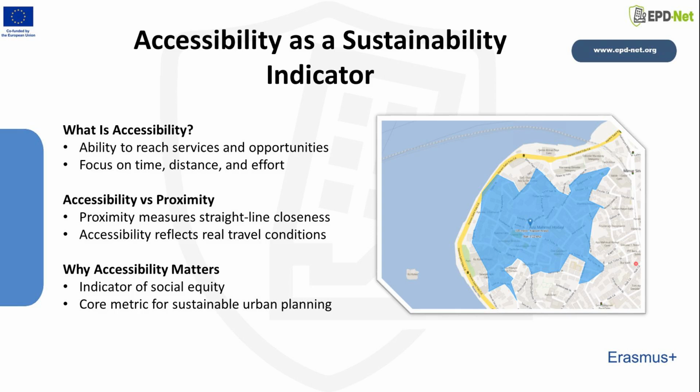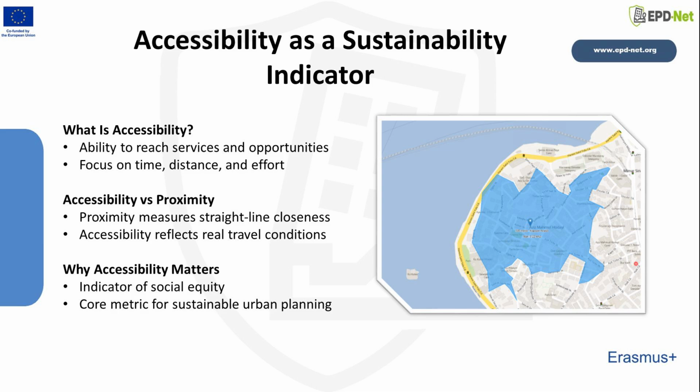Accessibility describes the ability of people to reach services, opportunities, and activities within the city. Unlike simple distance measures, accessibility considers how long it takes and how difficult it is to reach a destination, taking into account travel modes and network conditions.